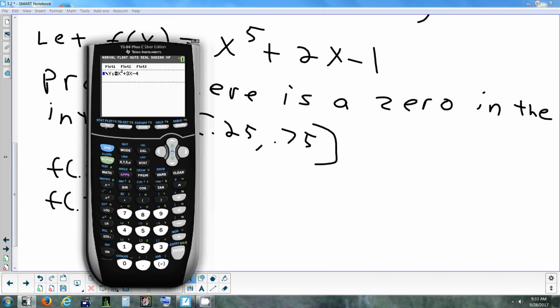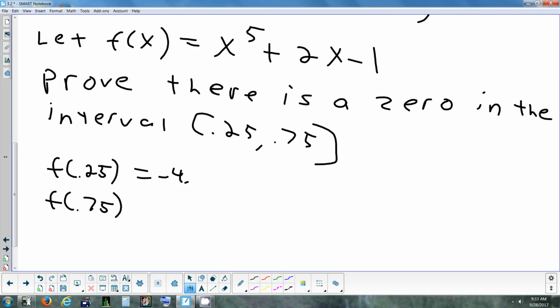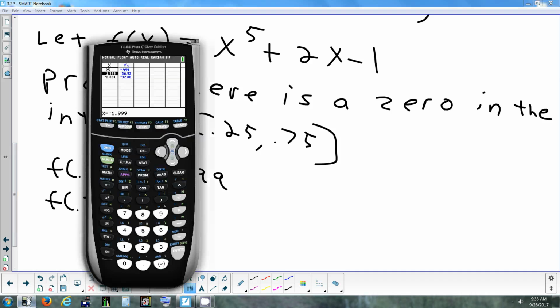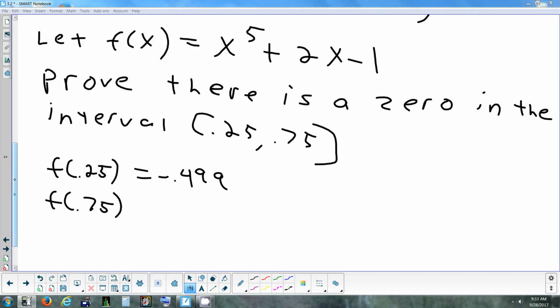I am going to use a graphing calculator, but not for the point of graphing. It just speeds up doing what Megan just said. So x to the 5th plus 2x minus 1. All right, so if I plug in 0.25, I get negative 0.499. And if I plug in 0.75, I get 0.737. Okay? And what else were you going to say, Megan, now?